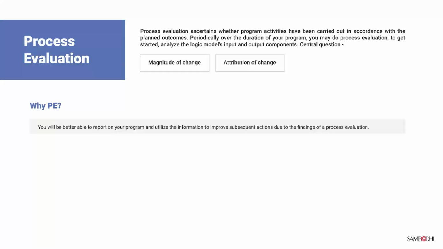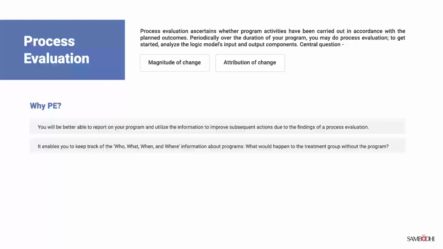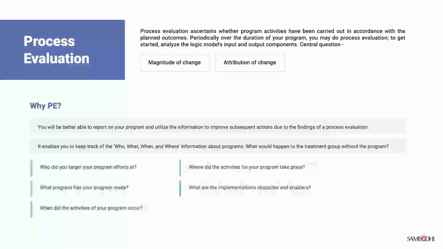This method of evaluation is used for the researcher to be able to report on the program and utilize the information to improve the subsequent actions because of the findings of a process evaluation. This method also enables the researcher to keep track of the who, what, when, and where information about the programs, such as what would happen to the treatment group without the program, or who was the target of your program efforts, or when did the activities for the program take place.